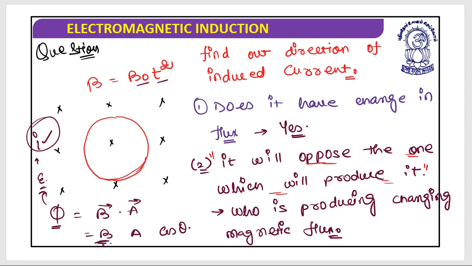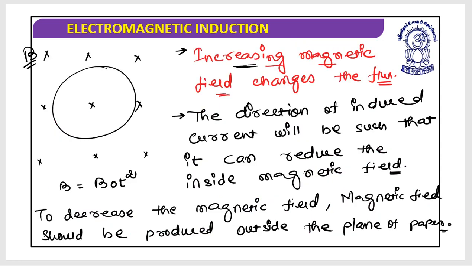If yes, then you must remember Lenz's law, which says that it will oppose the one which will produce it. So your second question to your mind is, who is producing the changing magnetic flux? In this case, the magnetic flux was changing because the magnetic field was changing. How was the magnetic field changing? With respect to time. Now as I put a t, I understand that as soon as time passes, the magnetic field will increase. So the correct answer should be, increasing magnetic field will change the flux.